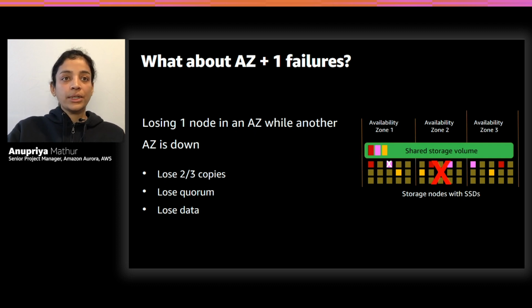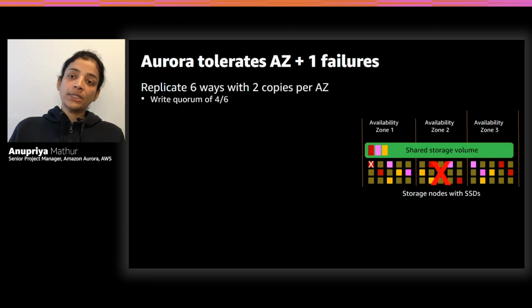So how does Aurora tolerate AZ plus 1 failures? In Aurora, we do 6-way replication. That is, we still have 3 availability zones, but in each availability zone, we copy the data twice. So there are 2 copies maintained per AZ. And we use a write quorum of 4 by 6, where we use 4 for majority because 3 would have been balanced on both sides. So we use a 4 by 6 quorum.